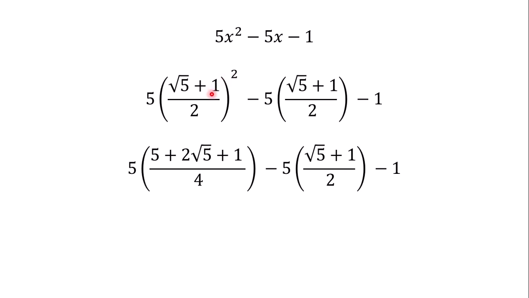And then you pick this one, multiply it by this, and then this. So that is going to be 2 times root 5 times 1. That will give you 2 root 5. And then the last one, you're just going to pick this one and then you square it. And when you do that, you're just going to get 1. So when you expand this one, you're going to get 5 plus 2 root 5 plus 1 all over 4.